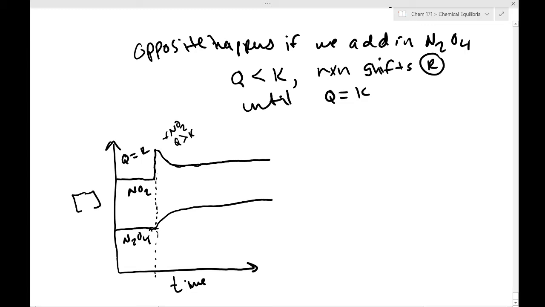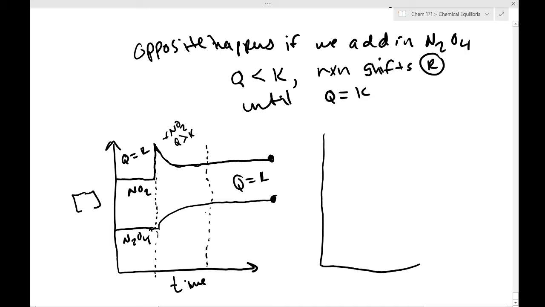Okay, so then at this point here, we'll say, at that point there, we are at equilibrium. And now Q is equal to K again. So this system is responding to the change by using up excess NO2 and producing more N2O4. Okay, so the final concentrations that you're at are higher than the initial, but the system is responding to that change. Now let's look at the opposite.